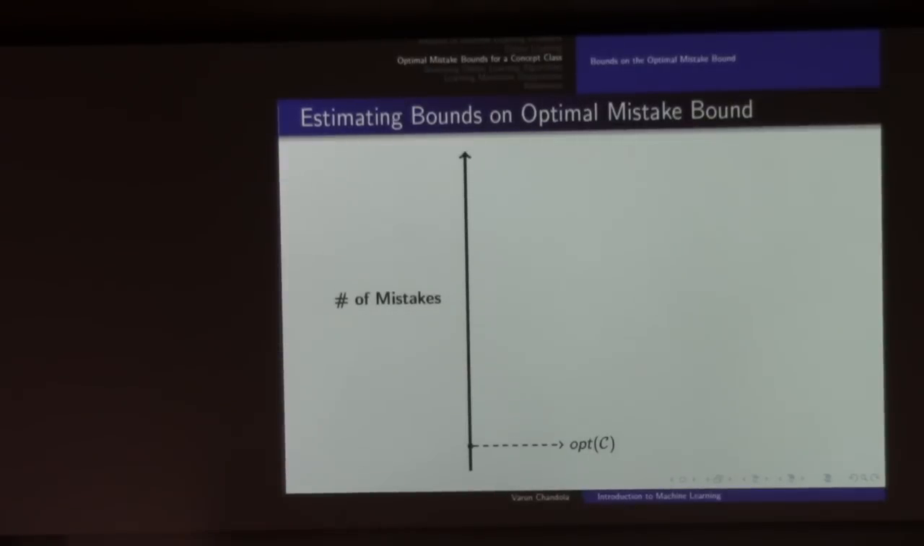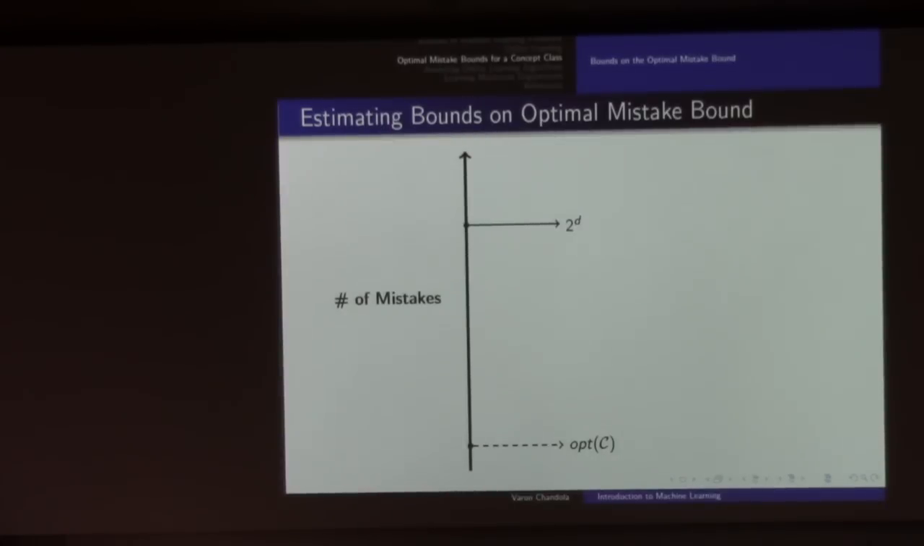As I said, because you cannot enumerate all possible algorithms, you can never compute this, right? But what we can do is come up with bounds on this. We can say, okay, the opt of C will be smaller than this, and smaller than this, and smaller than this. That way you can characterize them. So I'll show you how to do that. Any questions so far?